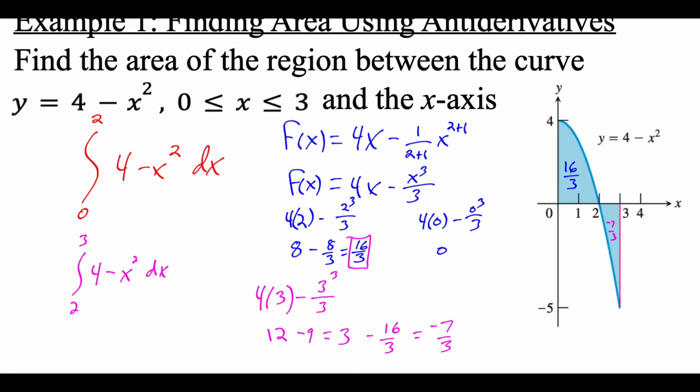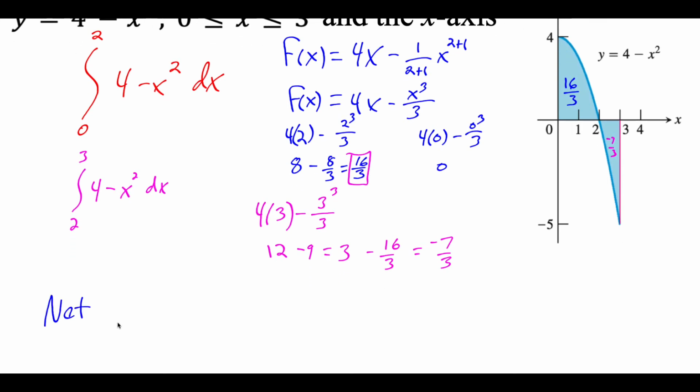Now, if we're looking at the net area, then what we're going to do is take the area above the x-axis, so that's 16 thirds, and then if we add on that area below the x-axis, so that was negative 7 thirds, so if we add those together, we end up getting 9 thirds, which is just 3.